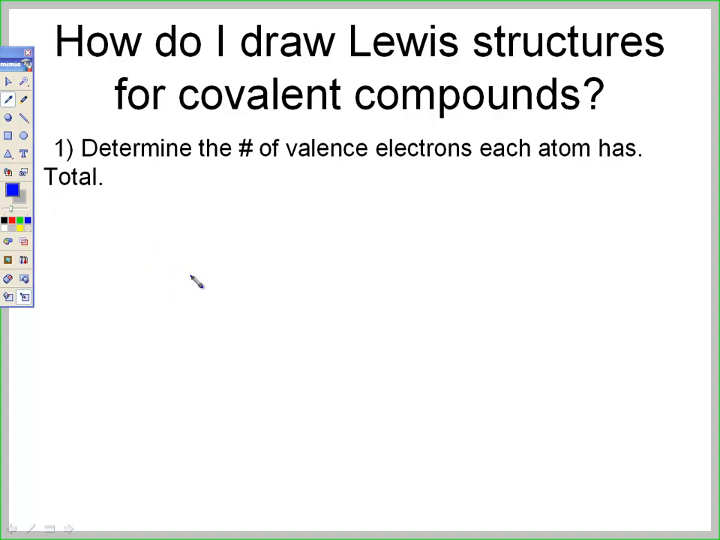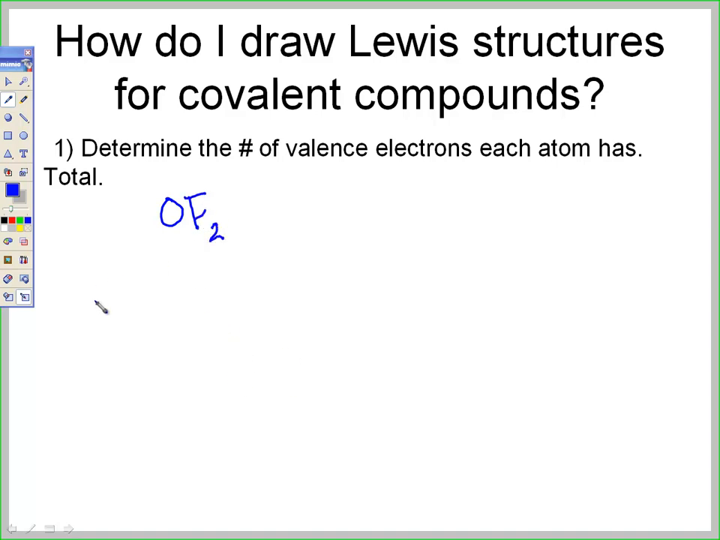So there's some steps for drawing Lewis structures, and Lewis structures are basically a picture of what a covalent molecule would look like, the arrangement of atoms. And let's do, for our first one, let's do oxygen difluoride, OF2.